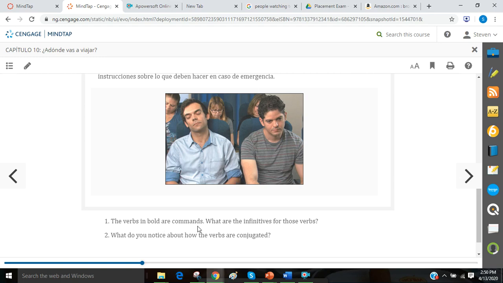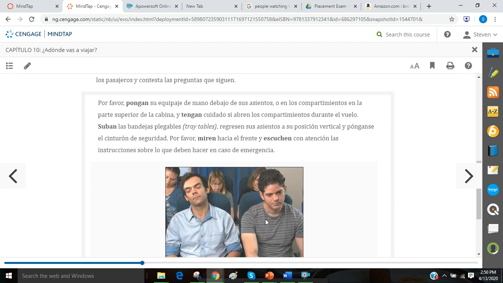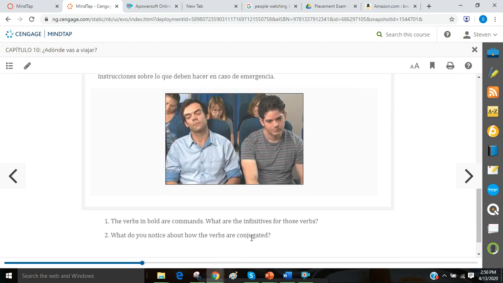The verbs in bold are commands. What are the infinitives? Pongan, poner. Tengan, tener. Suban, subir. Miren, mirar. Escuchen, escuchar. What do you notice about how the verbs are conjugated?